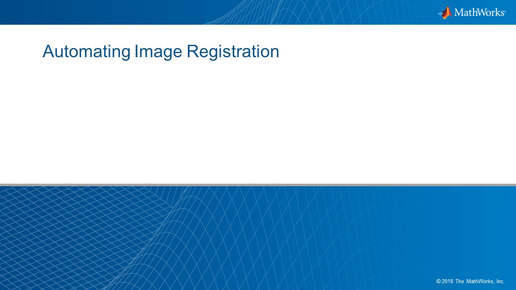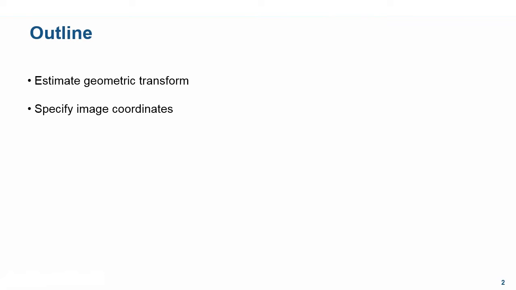In this video, we are going to learn how to perform automatic image registration. Specifically, we will talk about how to estimate geometric transform and how to specify image coordinates. This training will be useful for all AUVSI teams as it talks about the fundamental image processing and computer vision concept of image registration.